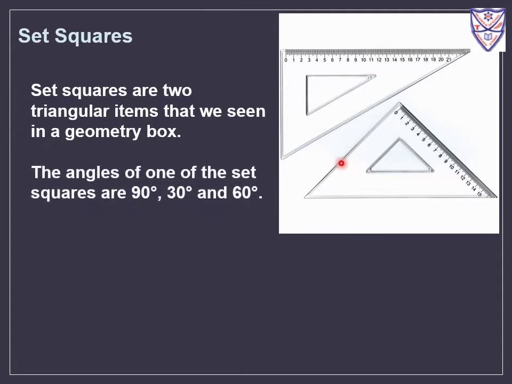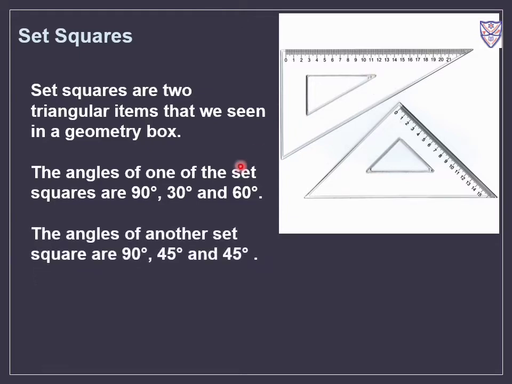The angles of one of the set squares are 90 degrees, 30 degrees and 60 degrees. One corner of this set square is 90 degrees, and if we measure this corner it becomes 30 degrees, and from this corner it will be 60 degrees. The angles of the other set square are 90 degrees, 45 degrees and 45 degrees.